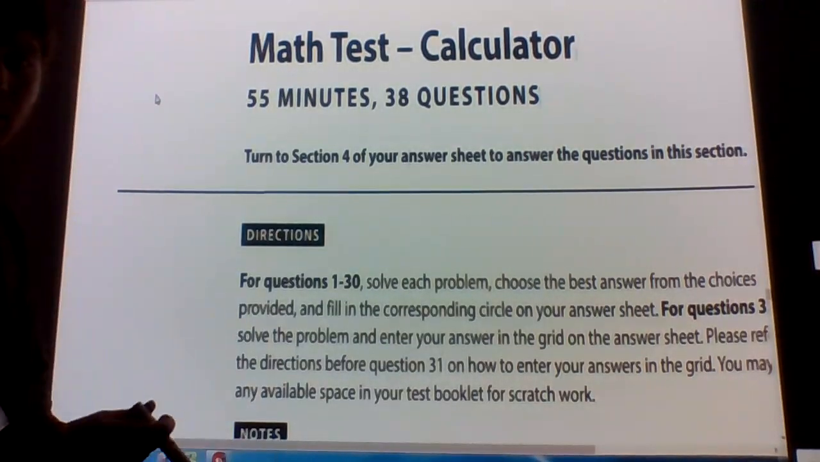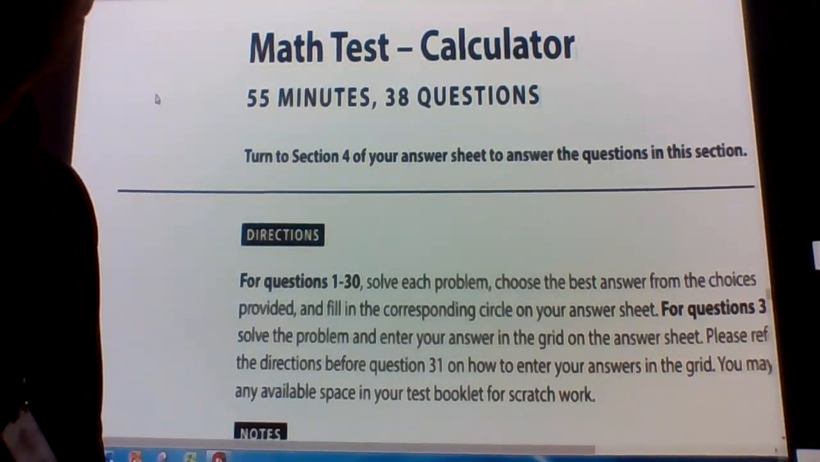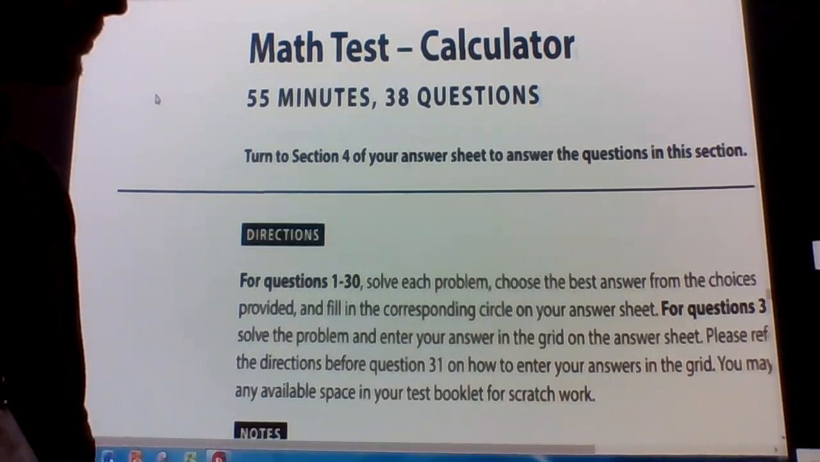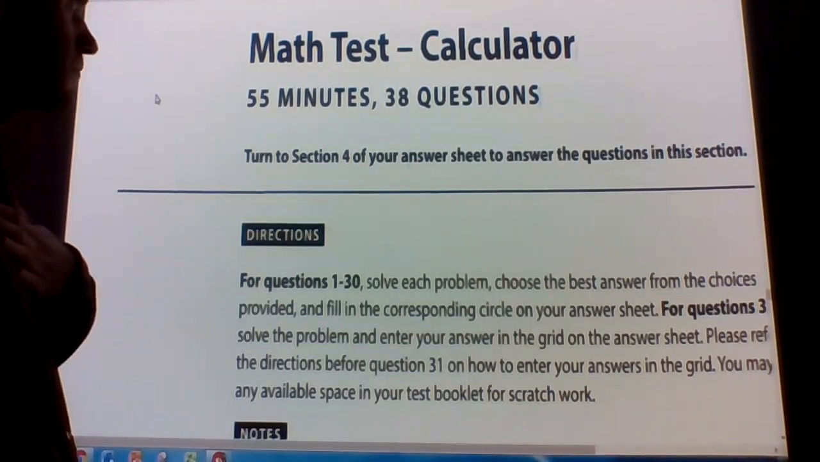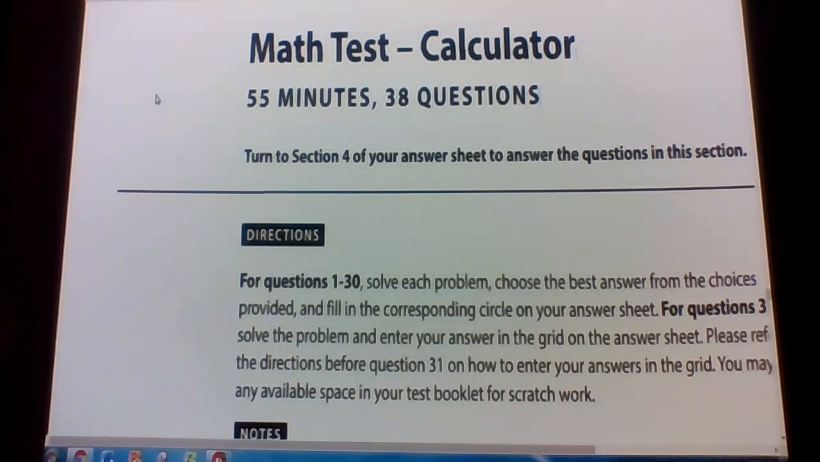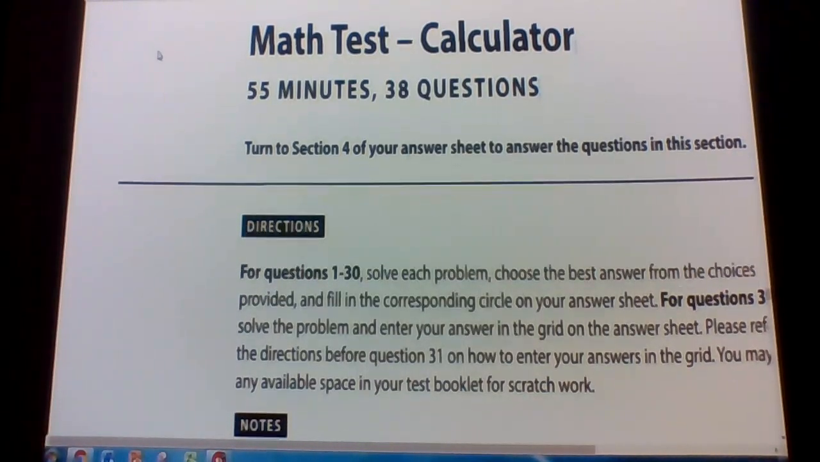Okay, this is Khan Academy practice test number 6. Calculator part, so use a calculator to answer some math problems.